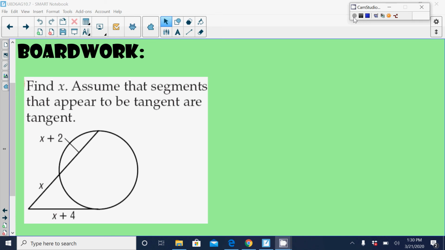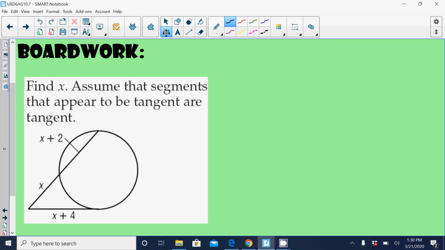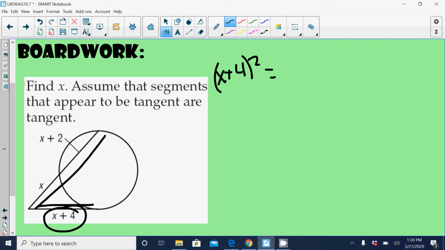So our last example is where we have a tangent that meets a secant. So the tangent, we need to square it. So we say (x + 4) squared, set it equal to, remember the secant, we do the whole secant times the exterior. So for that whole secant, you would have x plus 2, which would give us a 2x plus 2.